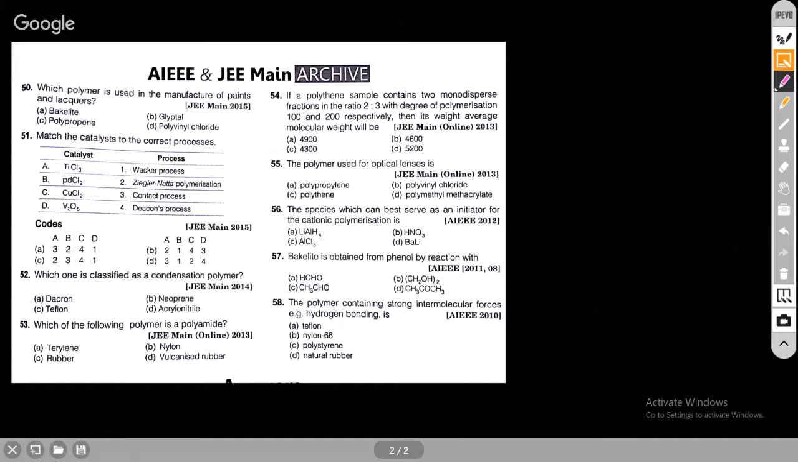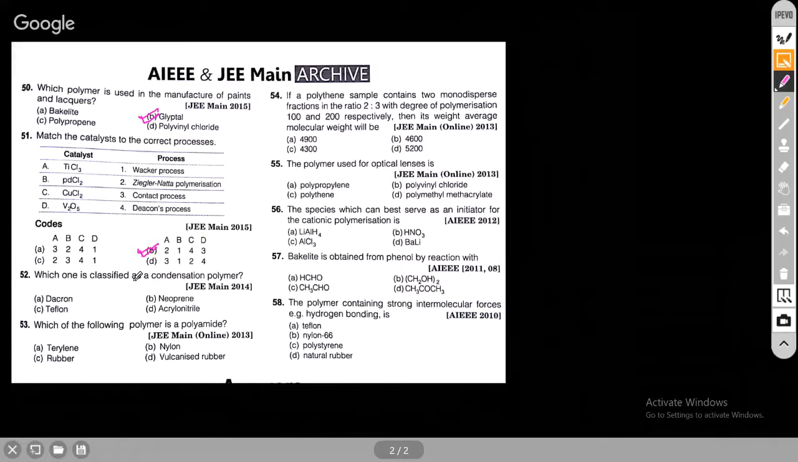Tell me, 51. PdCl2 is used in the Wacker process. In the Wacker process, alkene is changed to aldehyde. So 51, I'll just write down. Question number 50, option B is correct. 51 is also option B.